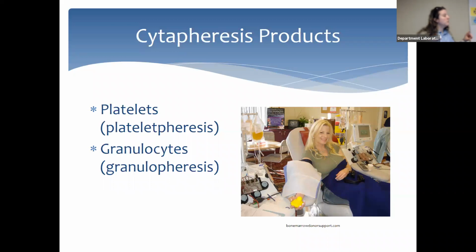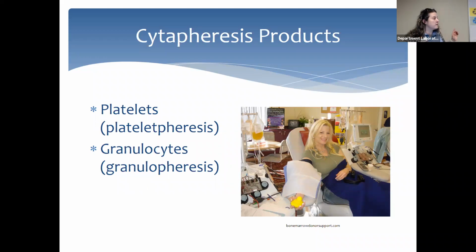Right, now let's switch gears a little bit and talk about the apheresis collection. And you can use apheresis to collect the desired product. You can do red cells, you can do plasmapheresis, you can do plateletpheresis, you can even do granulocytepheresis, all right? So we're going to talk about plateletpheresis and granulocytepheresis.